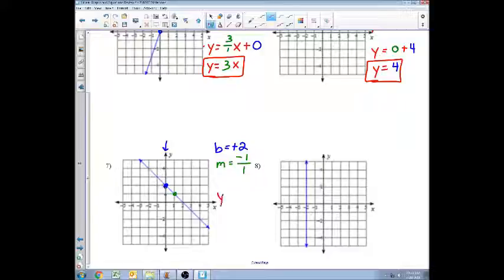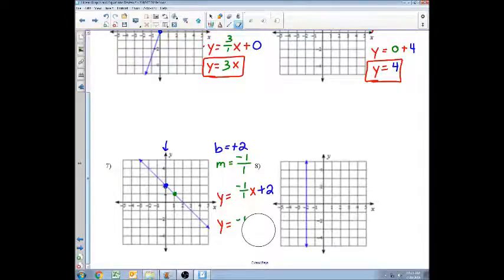Final step is just to write it in an equation. So y equals negative 1 over 1 x plus 2. I will take it written in that form. However, do you have to write negative 1 over 1? Anytime you have a number over 1, it can just be written as what? Well, it can be written as y equals negative 1x.